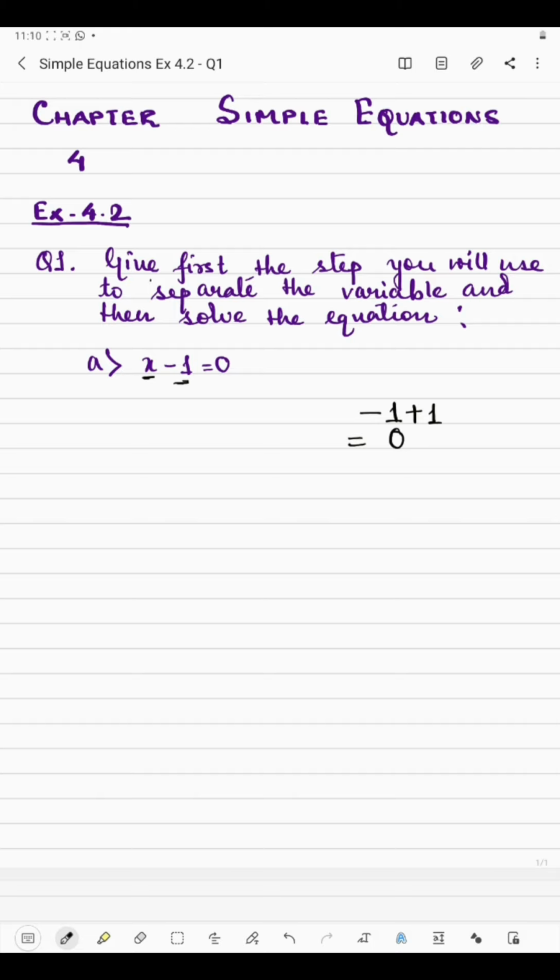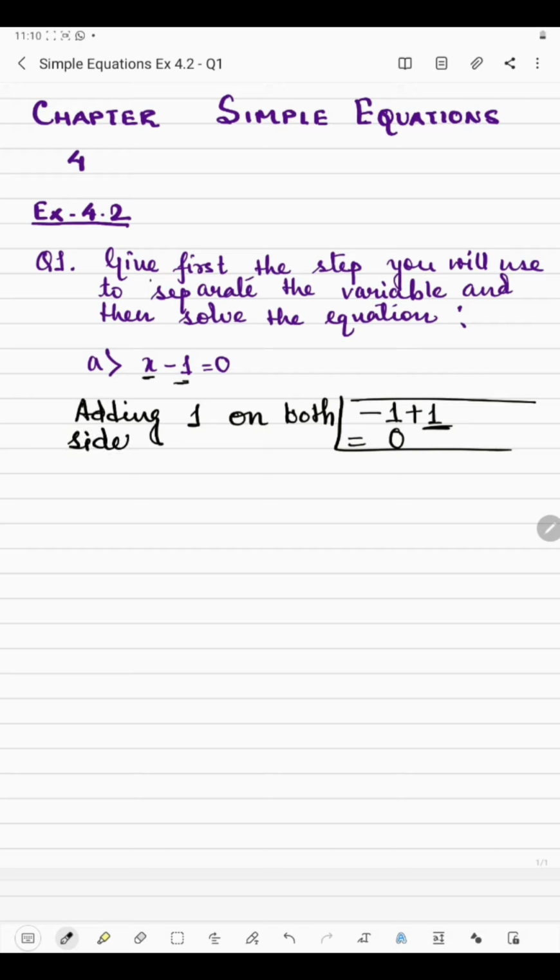If you add 1, then this constant will become 0 and we will get the value of the variable, which is x here. Now if you take 1 on the left hand side, then we will have to add 1 on the right hand side also. Okay, and we will have to write the step also. So what we are using here, we are adding 1 to both sides, so we'll write adding 1 on both sides. So if you add 1 on both sides, x minus 1 was there, and if you add 1, then it will become like this, and this 1 should be added on the left hand side and right hand side both. So here it is.